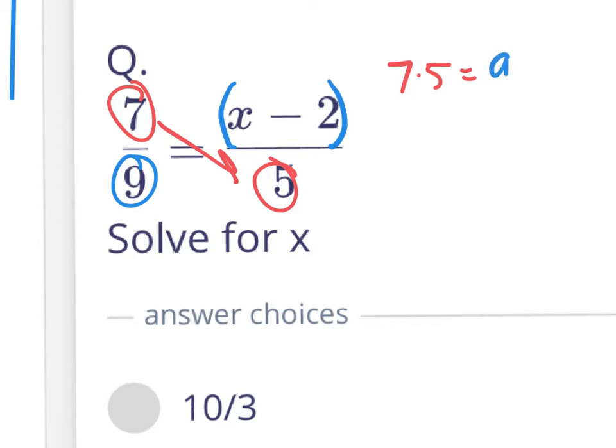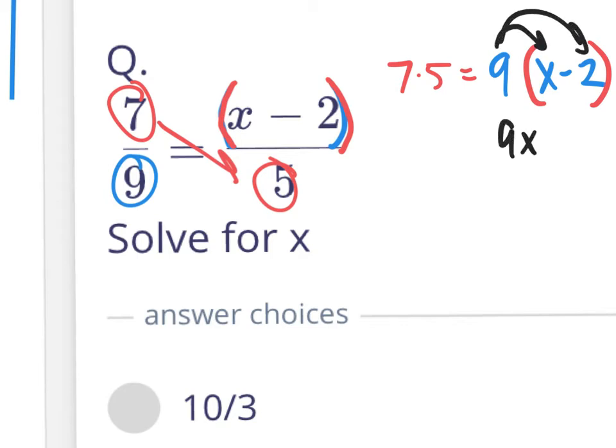Because if you just write 9 times x minus 2, you're going to make the mistake of thinking that that says 9x minus 2, but in reality, you need these parentheses around that x minus 2. If you don't have the parentheses around the x minus 2, you will not distribute and the whole thing will be wrong. You need the parentheses to remind you that you need to distribute. 9 times x is 9x. 9 times -2 is -18. Bring down the equal. 7 times 5 is 35.